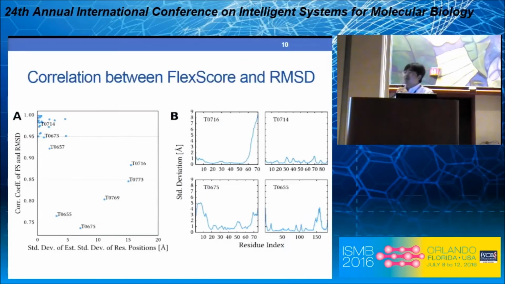Now, because the RMSD value and the flex score have a high correlation, to show that they are actually not identical, I'm showing several examples here.